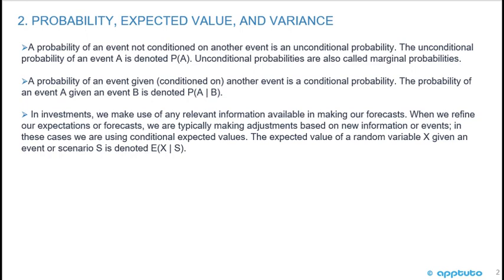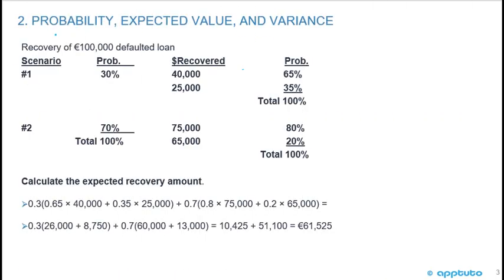In investments, we make use of any relevant information available in making our forecasts. When we refine our expectations or forecasts, we are typically making adjustments based on new information or events. In these cases, we are using conditional expected values. The expected value of a random variable X given the event or scenario S is denoted as E(X|S).